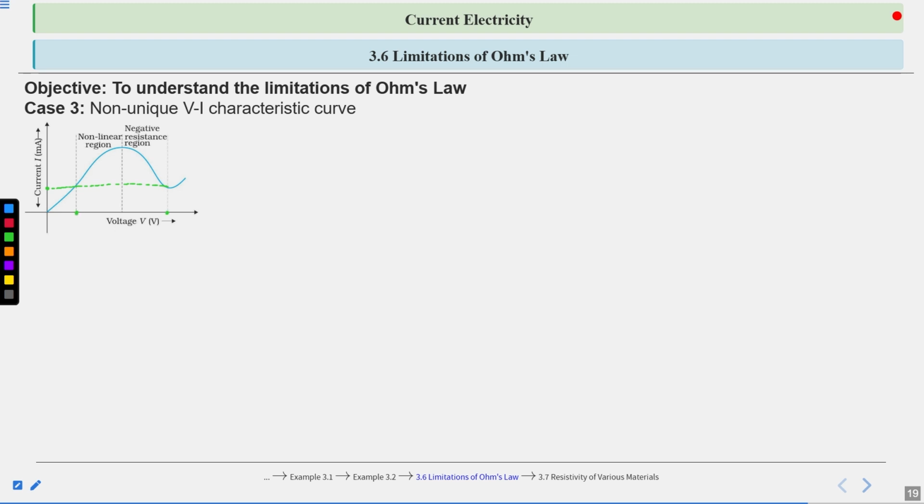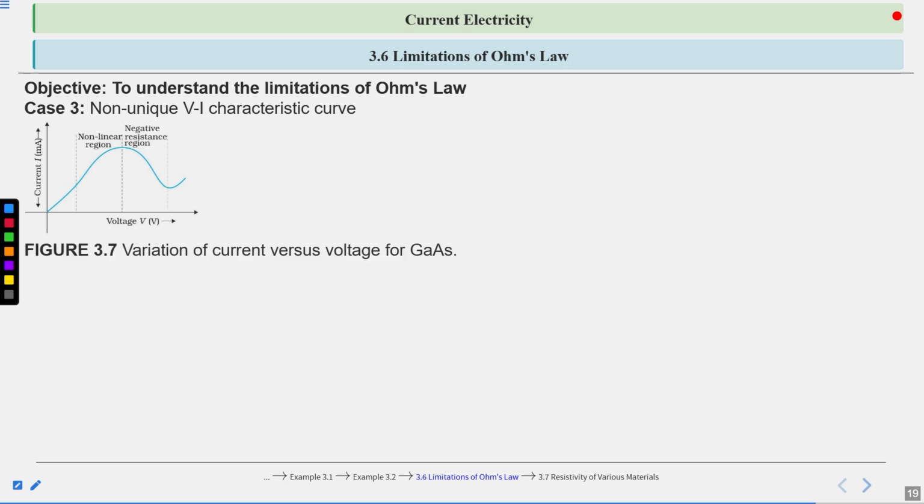So it cannot happen according to Ohm's law, where there is a unique value of current for a unique value of potential difference. But here there are non-unique VI characteristics. For one value of current, there are two potential differences. Here the region is non-linear. This is the negative resistance region, meaning if we are increasing the voltage, current is decreasing. Current should increase, but here current is decreasing, which means negative resistance region.